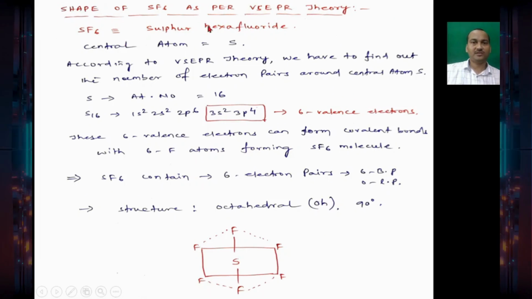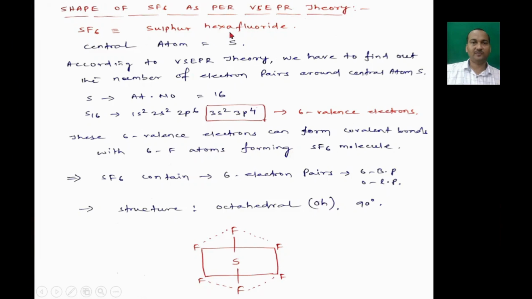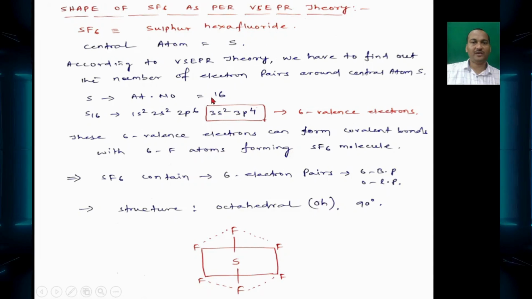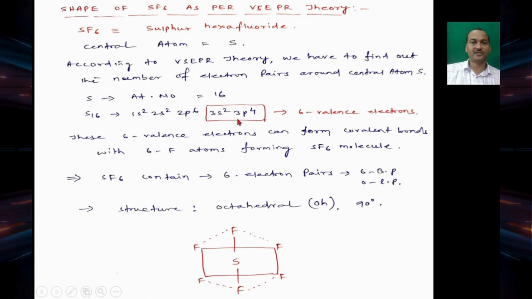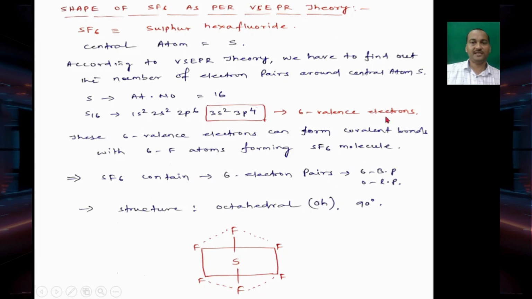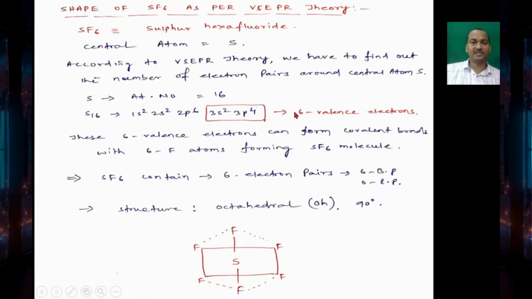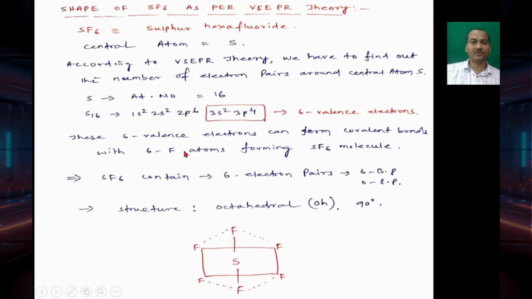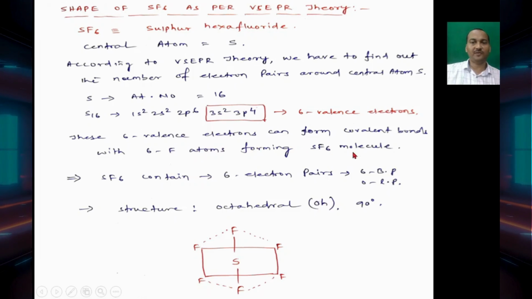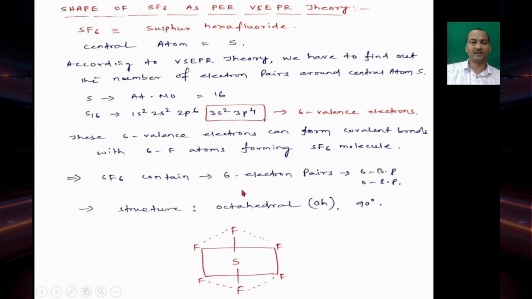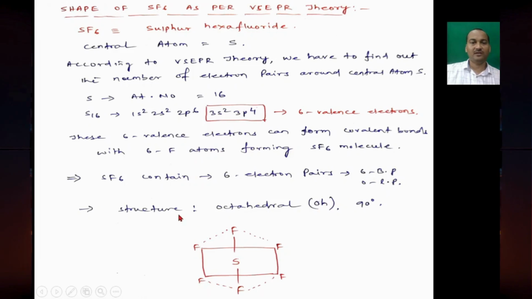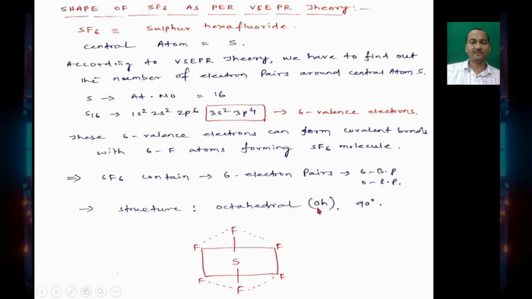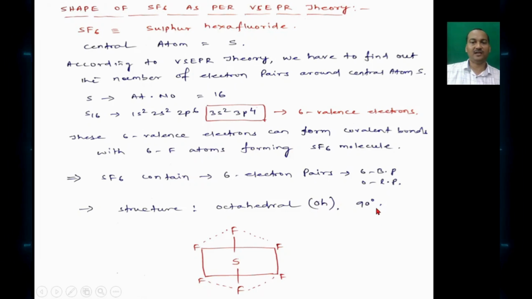So let's discuss the shape of SF6 molecule, sulfur hexafluoride. So here the central atom is sulfur, atomic number is 16. So electronic configuration is 1s2, 2s2, 2p6, 3s2, 3p4. So here we have 6 valence electrons. These 6 valence electrons can form covalent bonds with 6 fluorine atoms, forming SF6 molecule. So SF6 contains 6 electron pairs, that means 6 bond pairs and 0 lone pairs. So the structure of SF6 is octahedral and bond angle is 90 degrees.